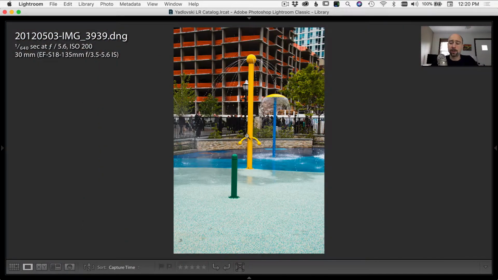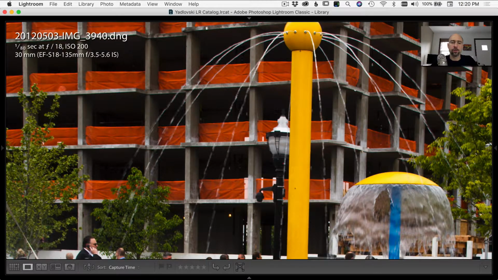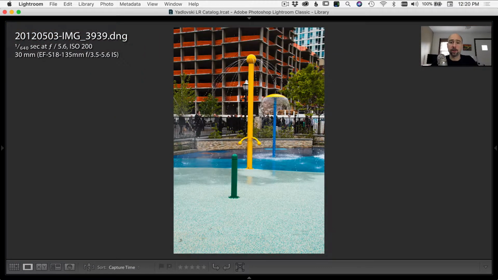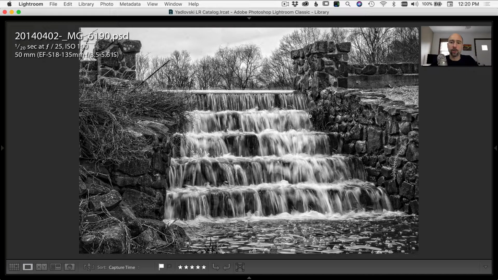So if I slow down the shutter speed, I'll get an image like this, where you can see the streams of water look like they're consistent and continuous streams of water as compared to a faster shutter speed. The faster shutter speed freezes the action of the water, or the movement of the water. Here's another one of a little waterfall.